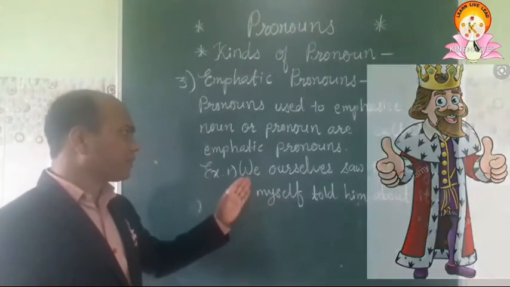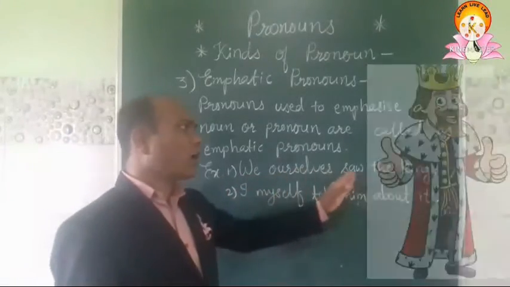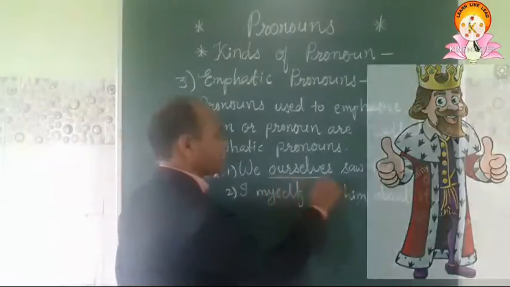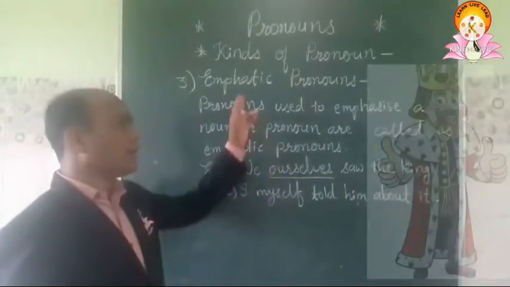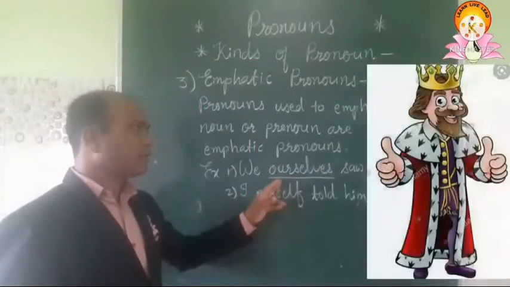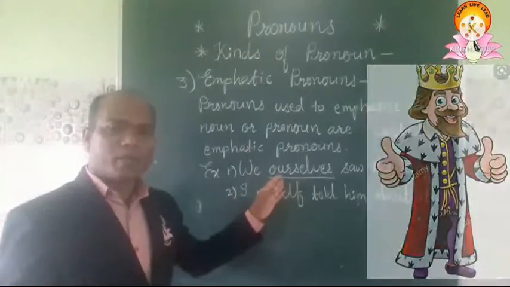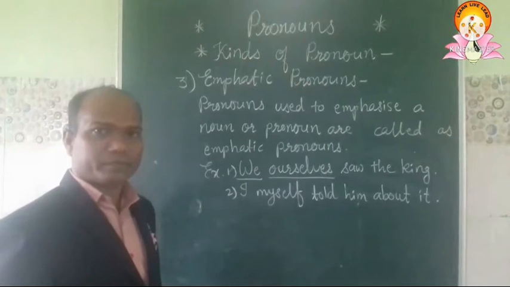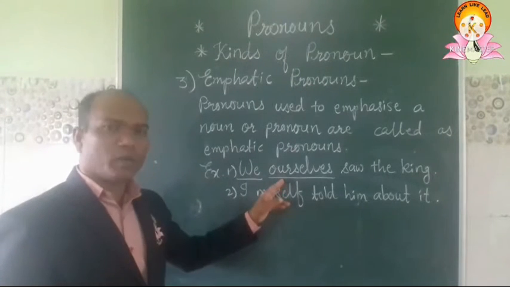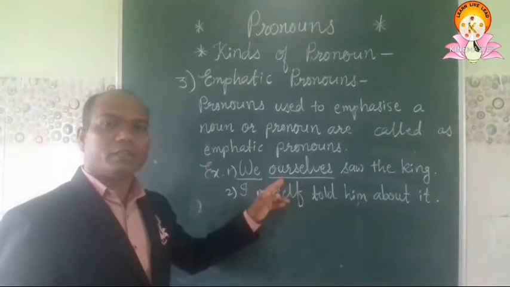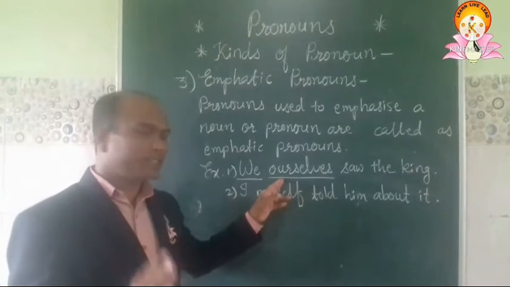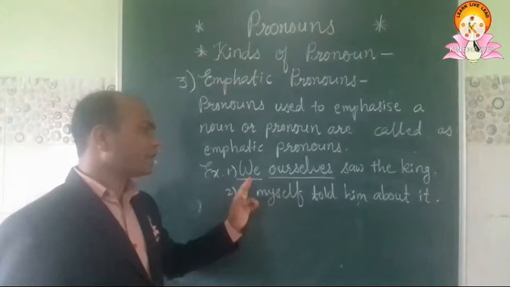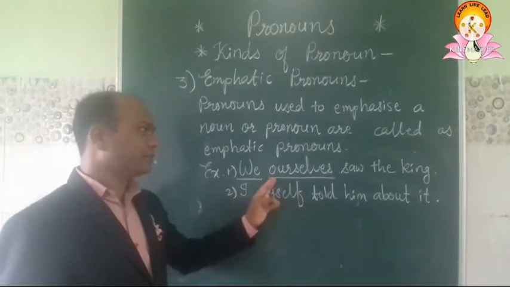For example, we ourselves saw the king. In this sentence, ourselves is an emphatic pronoun. Here it is emphasizing the pronoun we. That's why it is an emphatic pronoun. It is not used as an object of the verb saw. It is used immediately after the subject we.